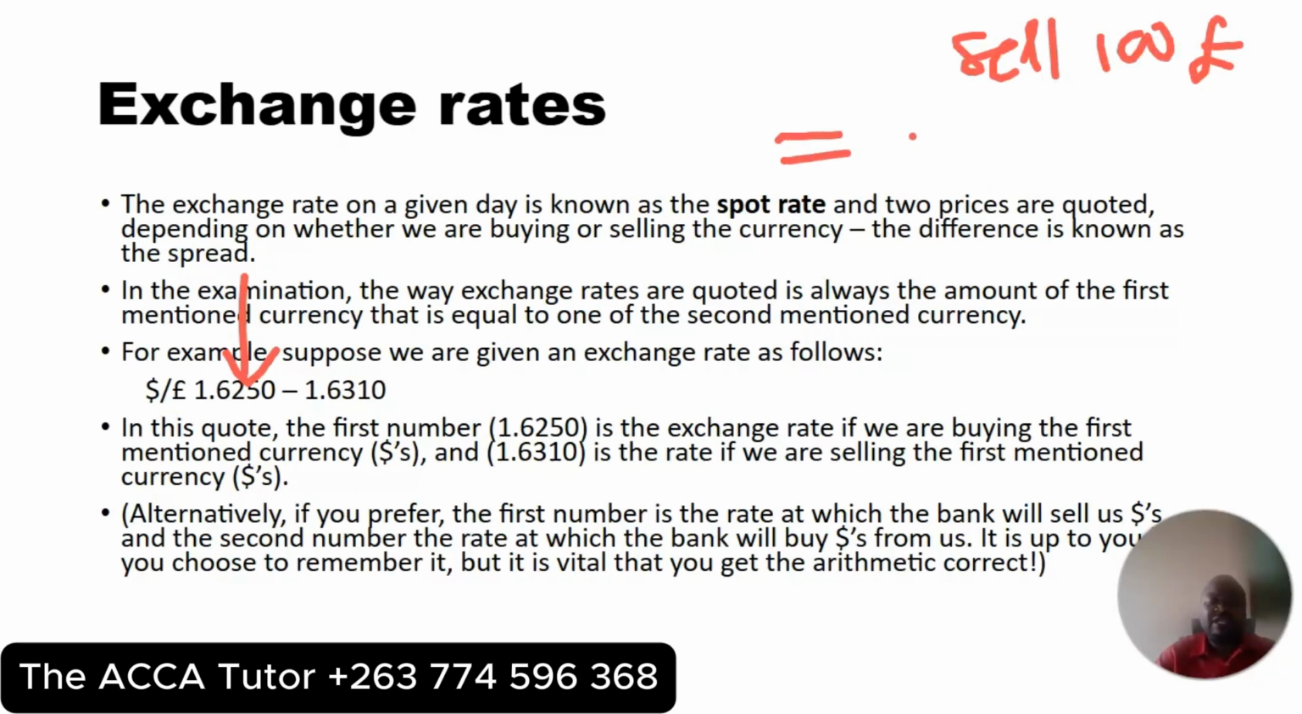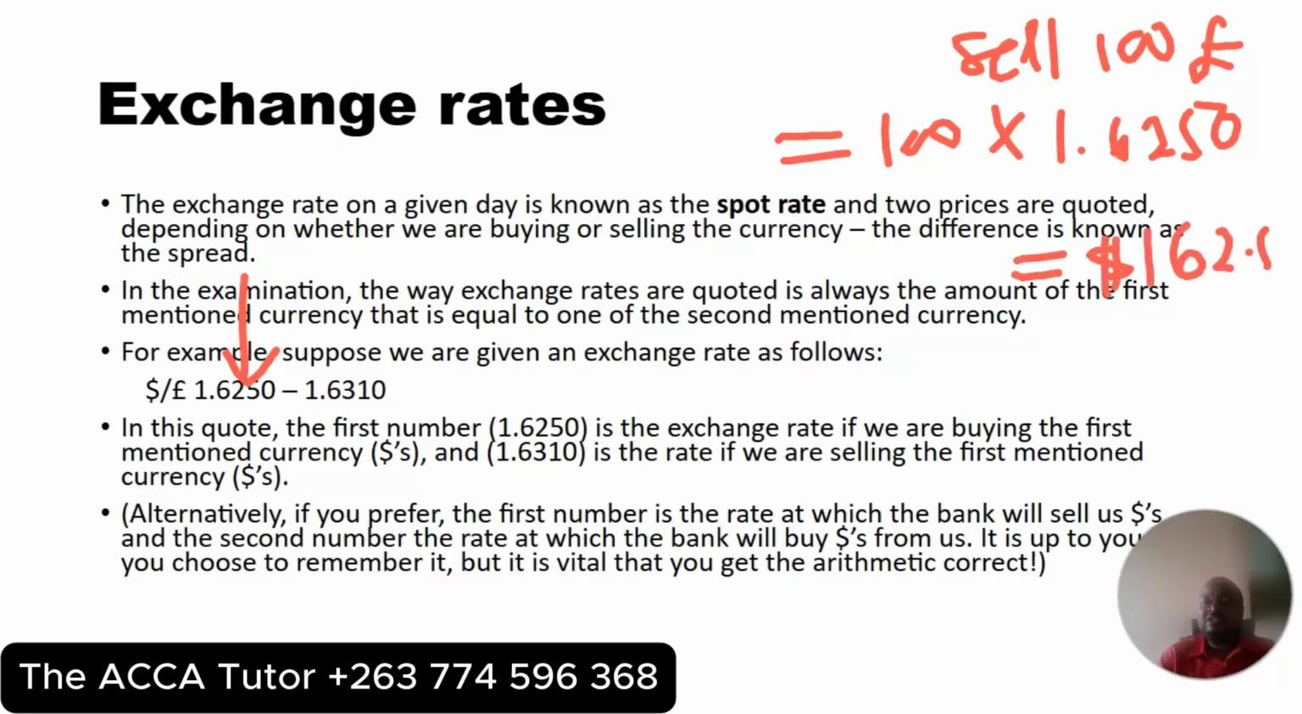The dollars you are going to get with the lower rate, we are going to say 100 multiplied by 1.6250, and you are going to get something like $162.50, right? So this is what you are going to get, $162.50. All right. Why are they doing this? Because they are in business. They want to remain in business, so they're going to give you a lower rate.